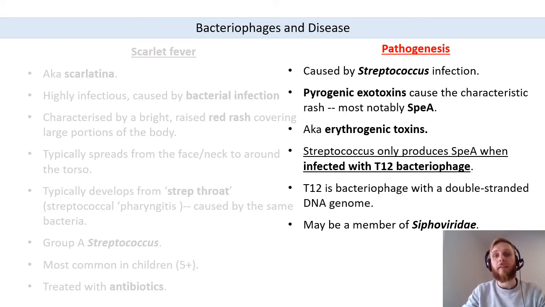And again, the bacteria is only carrying this gene when it has been lysogenized by a particular bacteriophage, in this case the T12 bacteriophage, which is a double-stranded DNA bacteriophage, which may be a member of the Cyphiviridae family. So again, we can look up this bacteriophage and read up a bit of information on it if we want. The main takeaway should be the key principle here, the idea that this bacteriophage is lysogenizing the bacteria, and in doing so is enabling the bacteria to produce an exotoxin that therefore enables the bacteria to cause disease in a host.